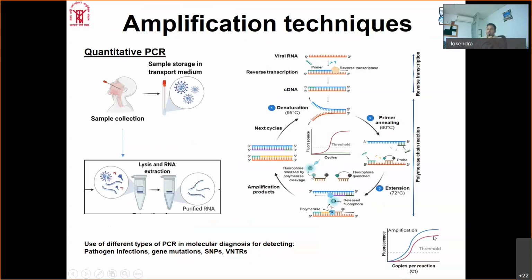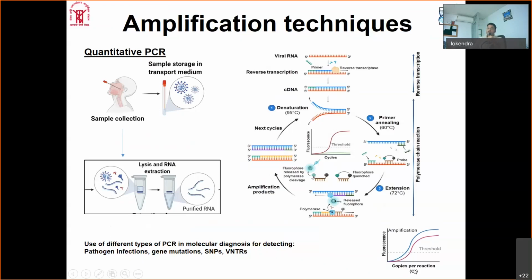This is another amplification. So if there is a larger number of cells, more DNA or RNA is present, then the threshold will come sooner. So maybe the CT value will be less. If a smaller number of DNA or RNA copies is present, then the shift will be, or the threshold will come, a little bit later.